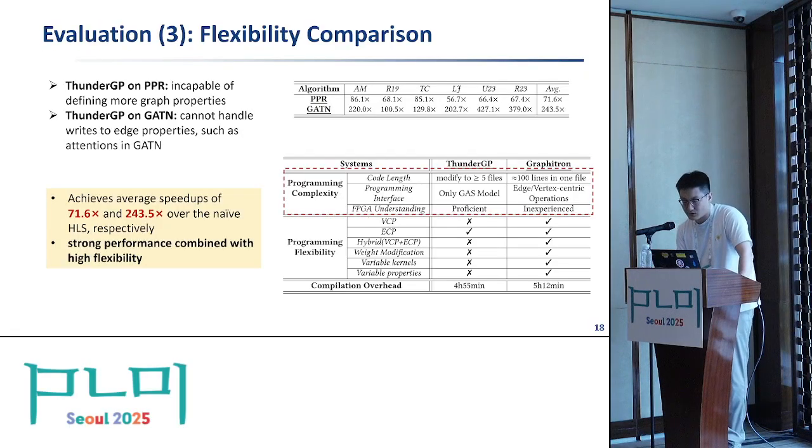As for the design productivity, when writing a new algorithm, ScalaGP demands modification across at least 5 different files, while Graphitron enables users to implement a graph algorithm with fewer than 100 lines of code. Besides, ScalaGP's configurations often require extensive FPGA-based expertise, and Graphitron empowers even inexperienced users to efficiently customize the graph acceleration.